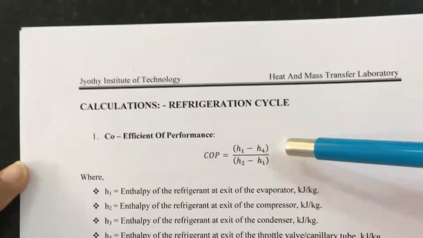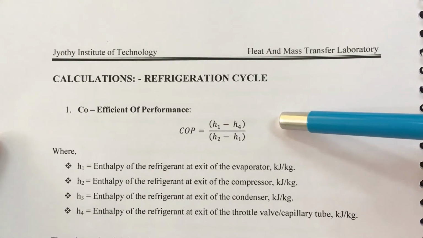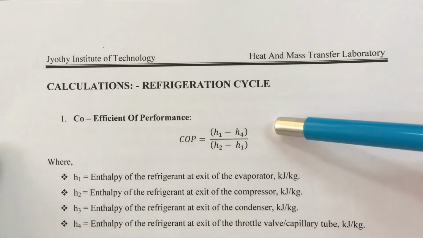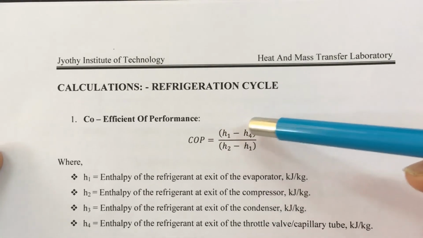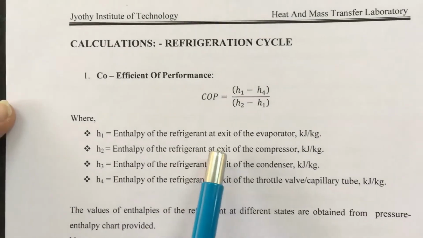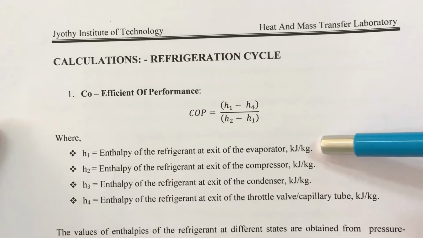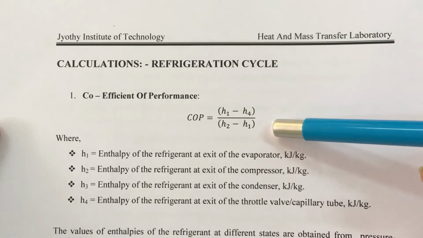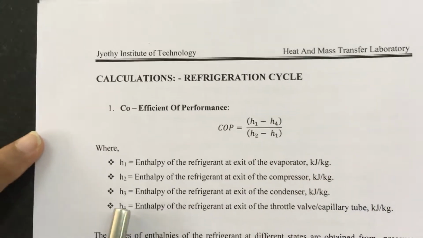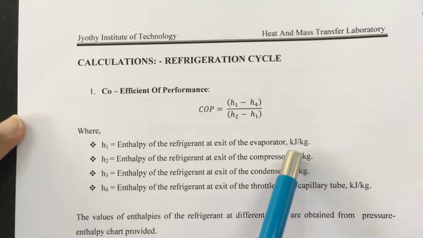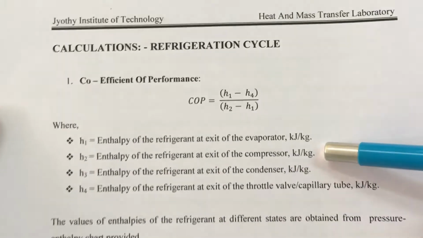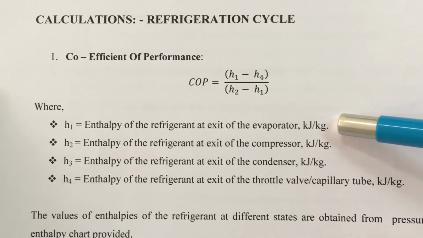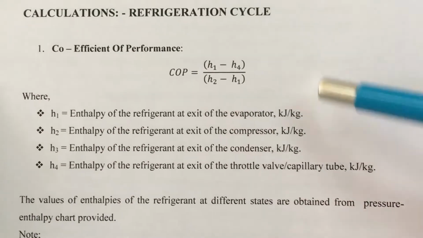That's the coefficient of performance. Again, it's the ratio of the amount of heat extracted, that is the refrigeration effect, to the amount of work or power supplied. The amount of heat absorbed is the difference between the enthalpies H1 and H4, where H1 represents the enthalpy of the refrigerant at the exit of the evaporator, in kilojoules per kg. H2 minus H1 is the difference in enthalpies that represents the power supplied, where H2 is the enthalpy of the refrigerant at the exit of the compressor. So the compressor is the component supplying work, and the evaporator is the component extracting heat continuously. The ratio between these two gives you the coefficient of performance.